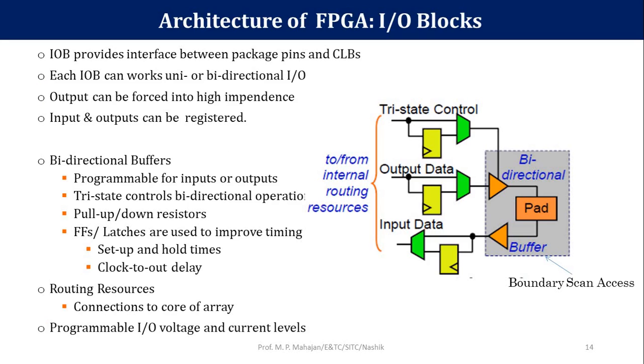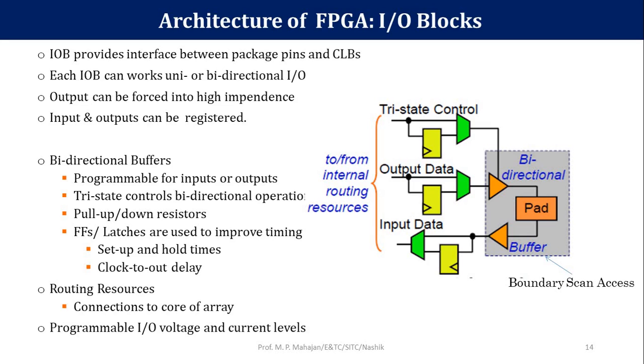Now, the third important part of the FPGA architecture is I/O blocks. The I/O blocks provide the interface between the package pins and the CLBs. What is the operation of I/O blocks? The I/O blocks' work is interfacing. Its work is to interface between the package pin and the CLBs. Each I/O block can work as either unidirectional or bidirectional I/O depending on the controls. Output can be forced into high impedance, and input and output can be registered.